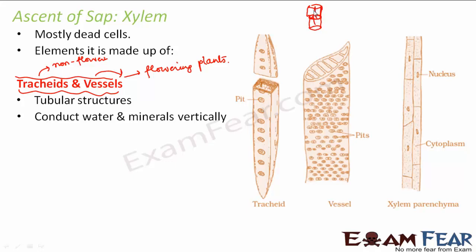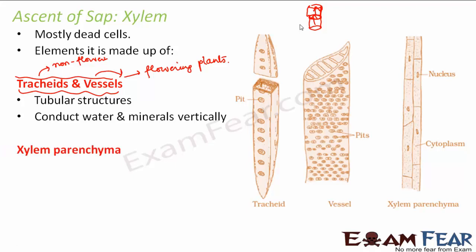So what will happen? Water can move through them. They will together form a pipe-like structure, and through that water and minerals get conducted vertically. So tracheids and vessels are the components or elements of xylem which actually help in conduction.